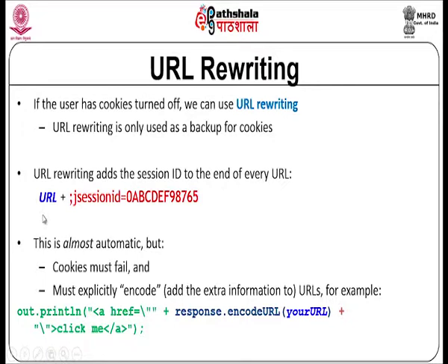So, you can see that along with the URL the session ID would be entered, and this is almost automatic, but cookies must fail, only then this would work. Normally we can encode along the URL. To explicitly encode a URL, we can use a method called encodeURL. This is within the class HttpServletResponse. So, with the response object, you use the method encodeURL and give your URL. The session ID can then be appended along with the URL.